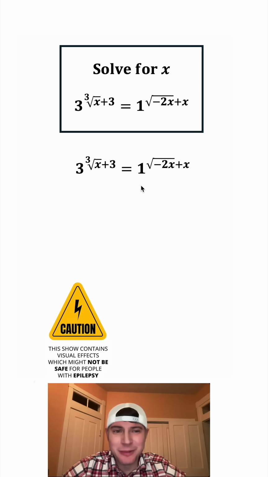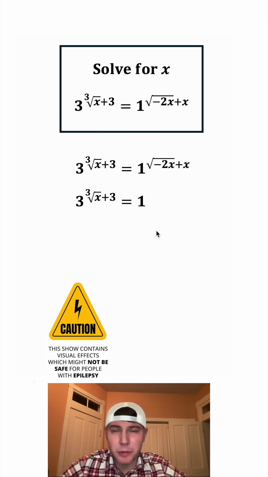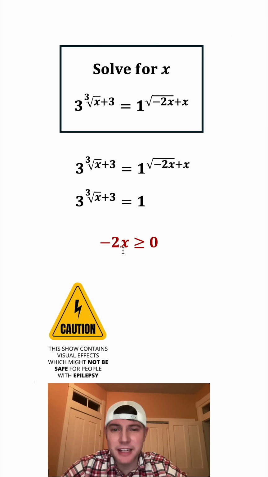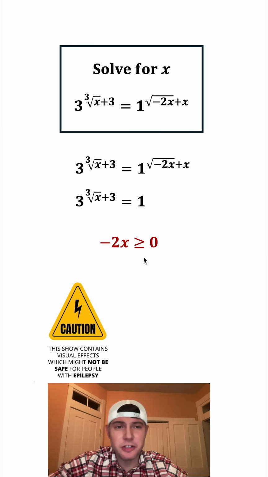1. So first thing I'm noticing is 1 to any finite power is going to be just 1. So we can just write this like this, but we do have a domain restriction. We can't have a negative number inside of this square root. So we need negative 2x to be greater than or equal to 0. This is going to be our domain restriction.